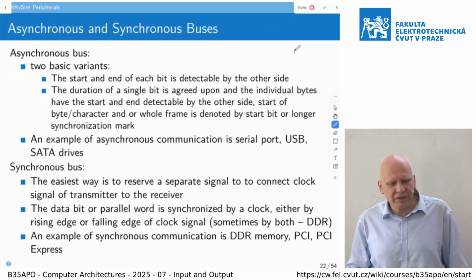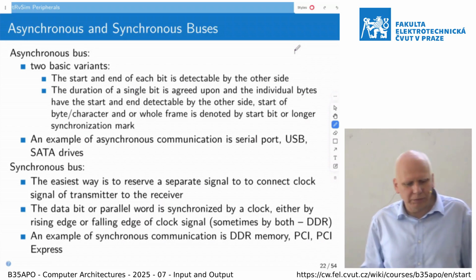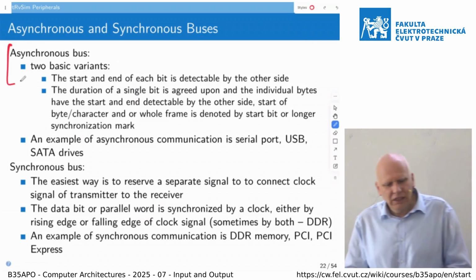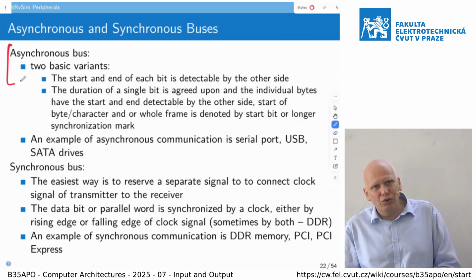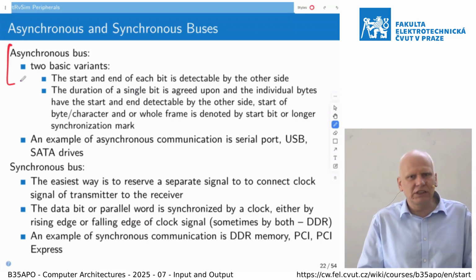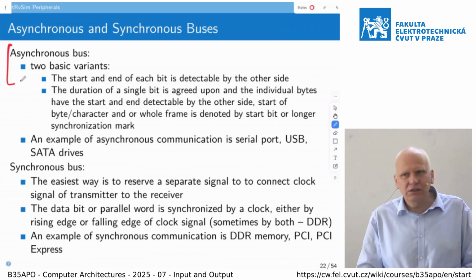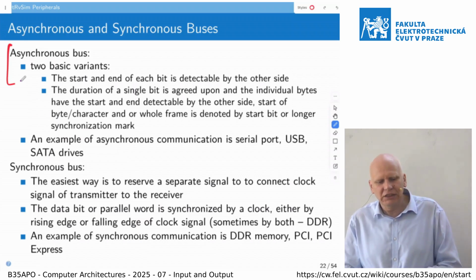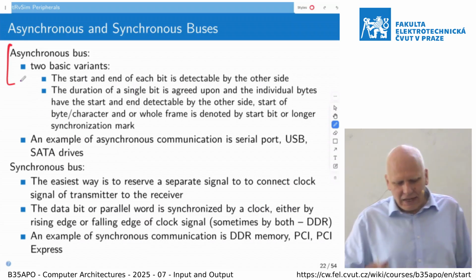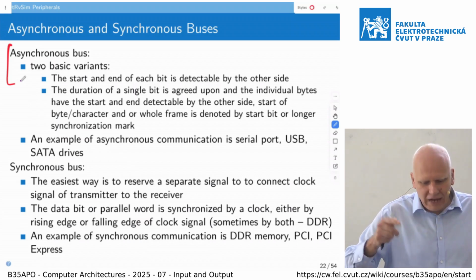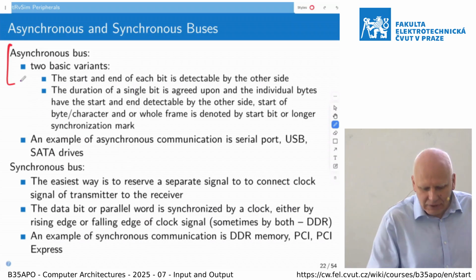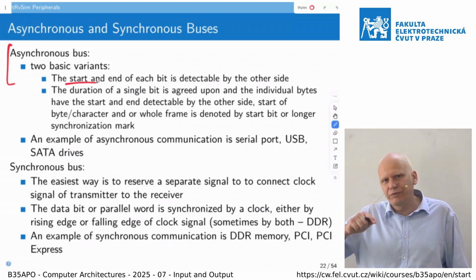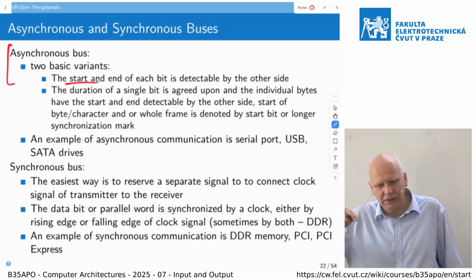Okay, now we look at the asynchronous and synchronous buses. If we have some asynchronous type of communication, then it can have two variants. One variant is that there is synchronization for each individual bit. This is usually not used. The much more used asynchronous kind of communication is that there can be an idle state, and then when a character or byte is sent, there is a start bit which allows us to recognize that the start of the character which we should receive is now here.